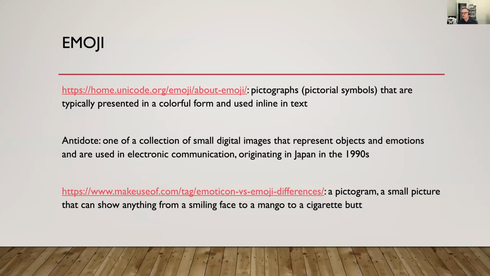And then I went to Antidote, which is a big dictionary that's used in Canada by translators. I don't know if it's used elsewhere, but it's a very common tool we use here. It defines emojis as one of a collection of small digital images that represent objects and emotions and are used in electronic communication, originating in Japan, as somebody said, in the 1990s. And then makeuseof.com defines an emoji as a pictogram, a small picture that can show anything from a smiling face to a mango to a cigarette butt. Okay, so I think the takeaway from those definitions is think picture. I think that's the common theme in those definitions.